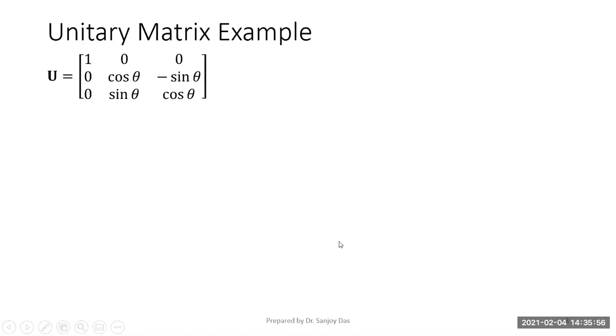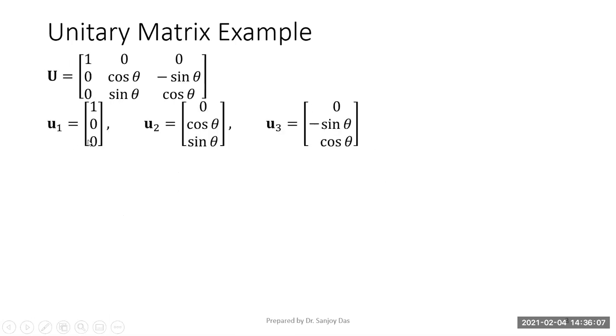Okay, here's an example of a unitary matrix. U is this: 1, 0, 0 is one column, 0, cosine theta, sine theta, 0, negative sine theta, cosine theta. So the three columns are U1, U2, and U3. We won't do all possible combinations. Let's just look at a couple. U1 transpose U2 is 1, 0, 0 times 0, cosine theta, sine theta. When you do this product, you get 1 times 0, 0 times cosine theta, 0 times sine theta, which equals 0.